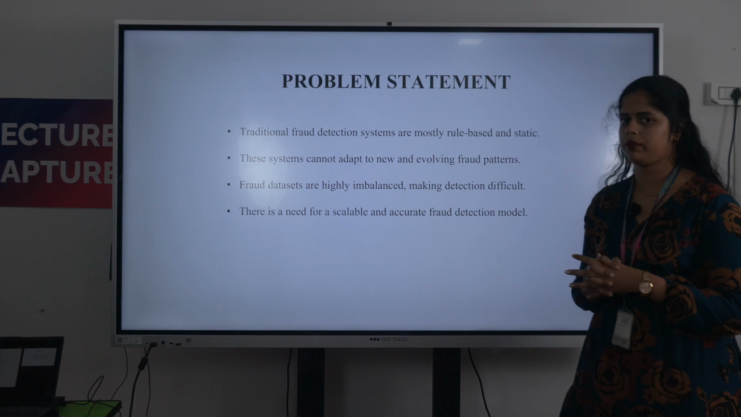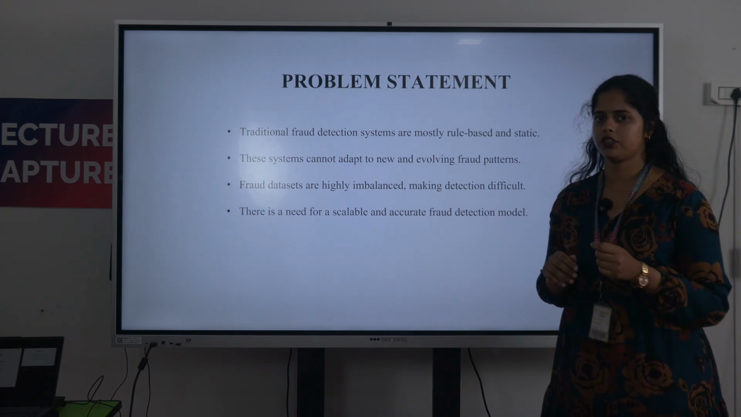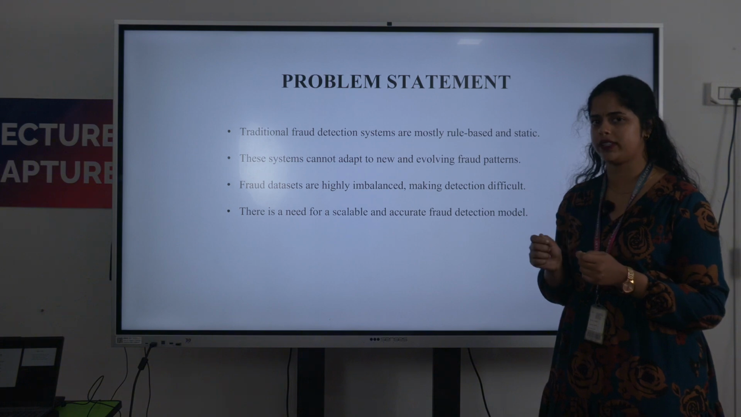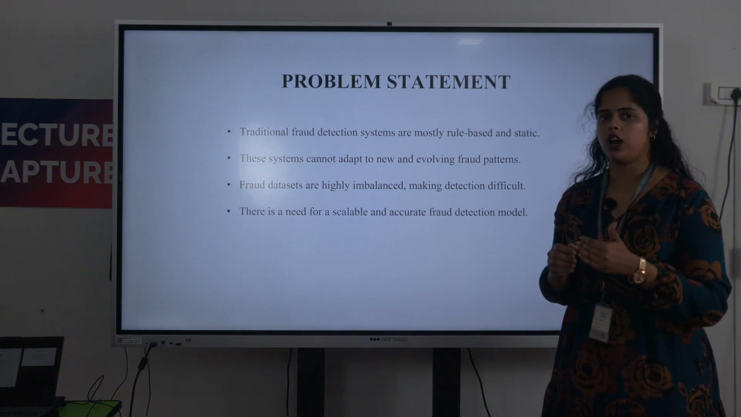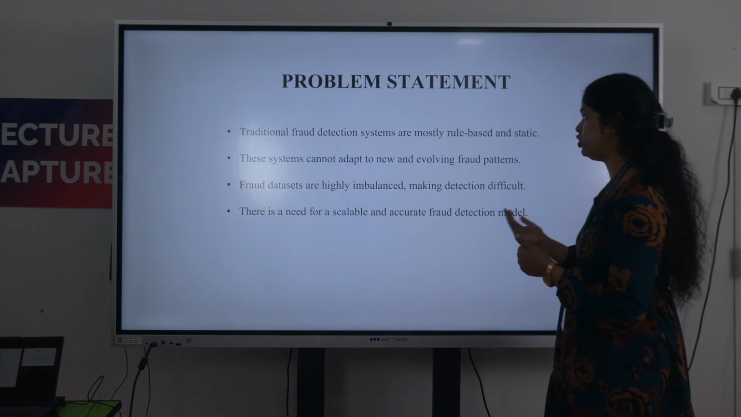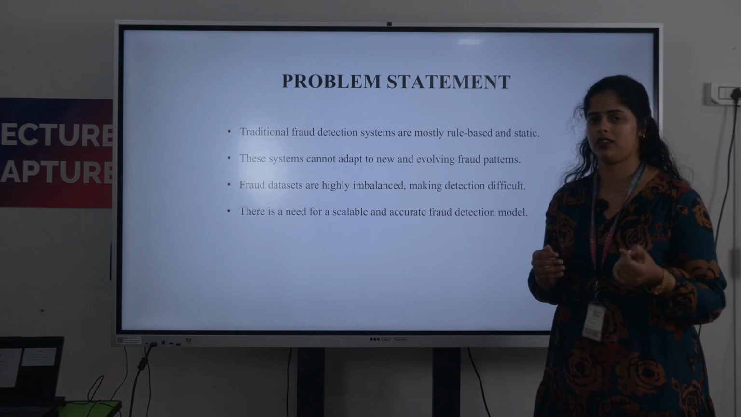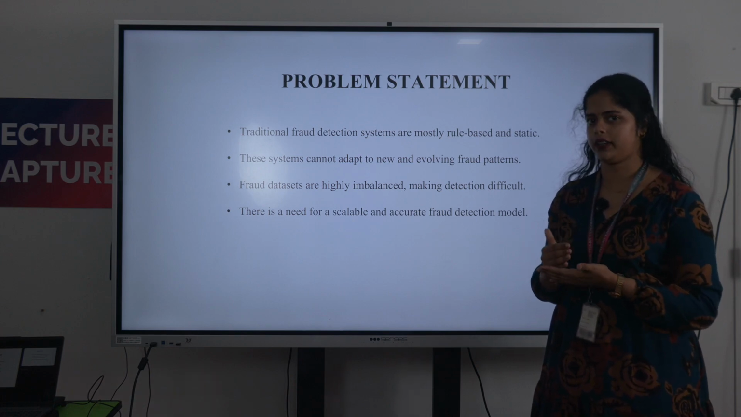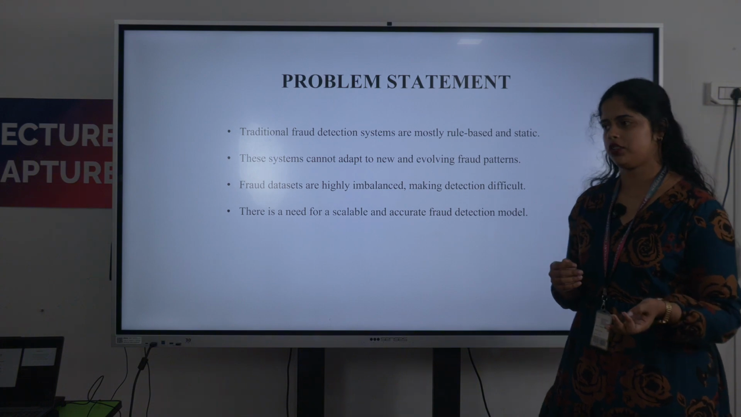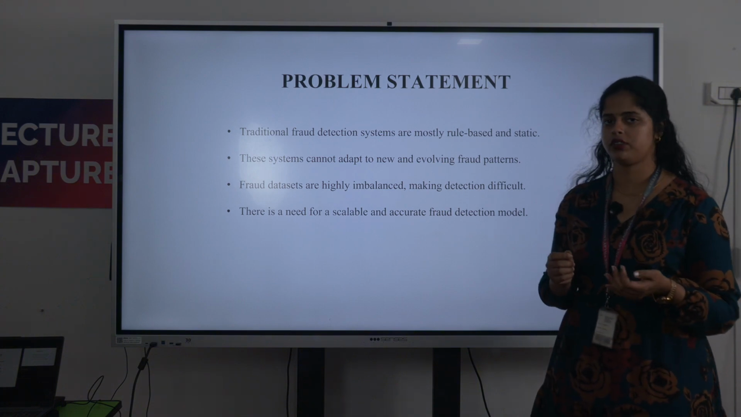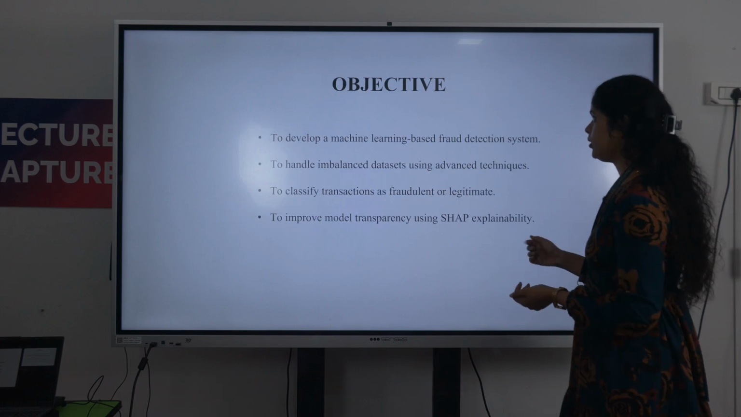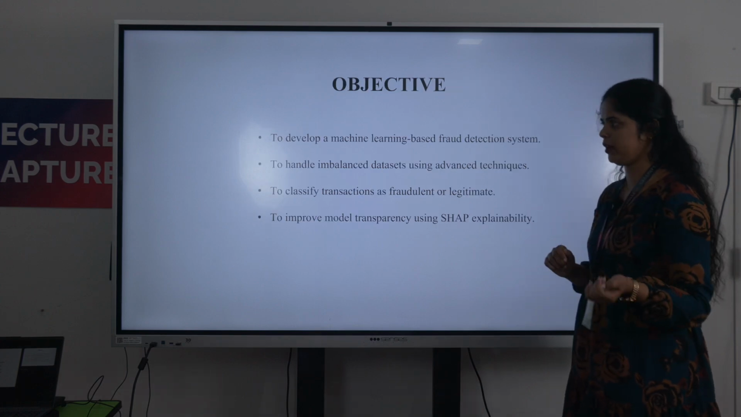Our problem statement is that traditional fraud transaction detection systems are only rule based. They cannot fit the new, adaptive fraud transaction methods. They cannot be detected by those traditional methods. That's why we are introducing machine learning based transaction methods. So this is our problem statement.